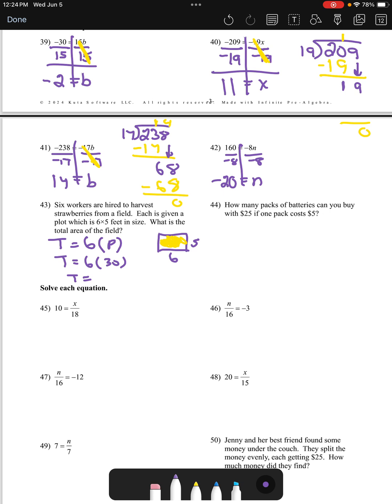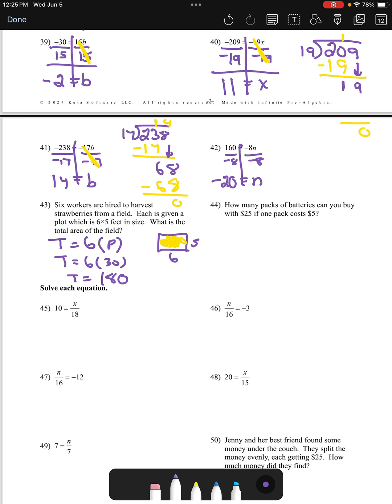What's the total area of my field? 6 times 30. Again, I can use that trick with 0. Take the 0, stick it in my pocket. 6 times 3 is 18. Now take the 0 out of my pocket and stick it back on. Okay, that trick of taking away and putting back zeros is great for multiplication and division. It only works with multiplication and division.